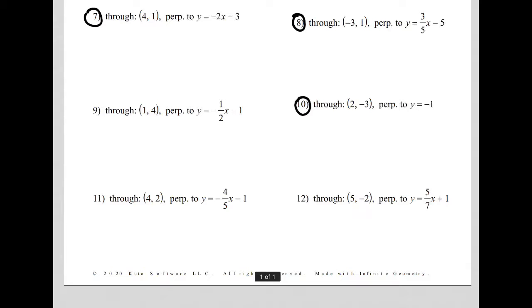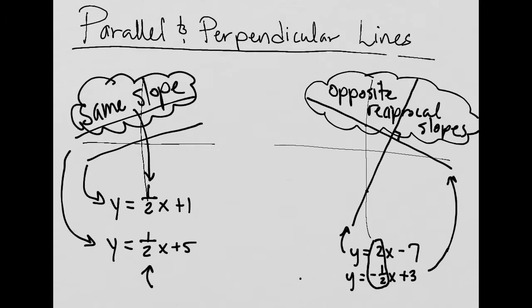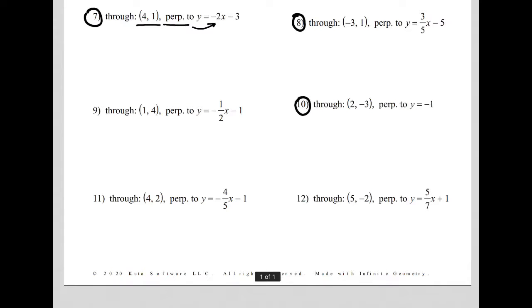Okay, so same as before, we need to look at the fact that we're finding an equation of a line that's going through (4, 1), perpendicular to this line. So remember, that means that for perpendicular, we're going to need the opposite reciprocal slope. Basically, the slope of this line now is negative 2. So do the opposite sign. So the slope for the line we need is going to be opposite sign. If that's a negative, we know our slope is going to be positive.